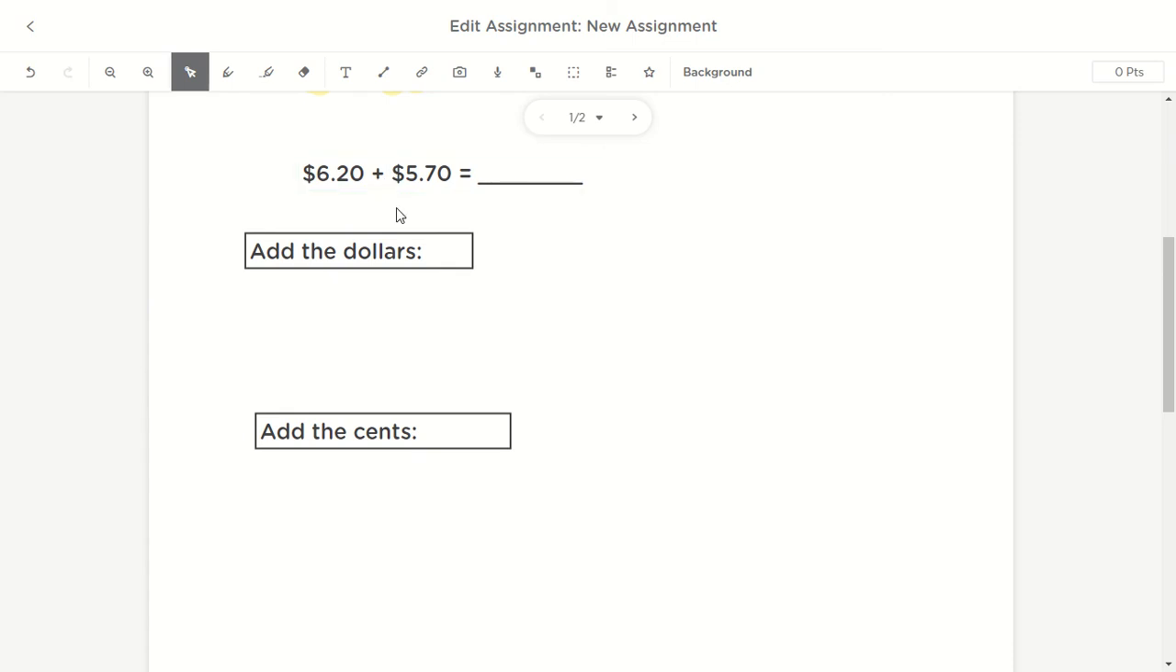$6.20 plus $5.70. So same thing. Let's add the dollar first. So $6.20, I add the $5, equals to how much?